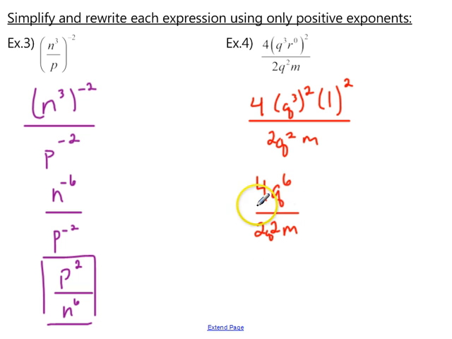So let's go ahead and simplify one more time. 4 divided by 2 is 2. We have q to the 6th over q squared. So 6 minus 2 is 4. So q to the 4th comes up top. And we don't have anything to do with that m, so that's just going to stay on the bottom. That's it for this review on properties of exponents.